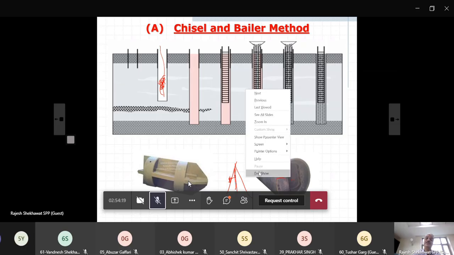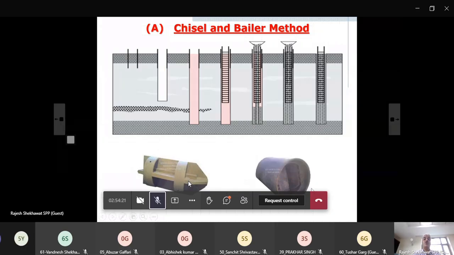First you pulverize with the chisel and then with the baler. Even very hard rock also takes time. Progress is slow, but this is the method followed. So up to whatever your required depth, you go up to that depth. You will do boring first. Then there are operations like flushing of the bore and cleaning. After that, you lower your reinforcement cage here.